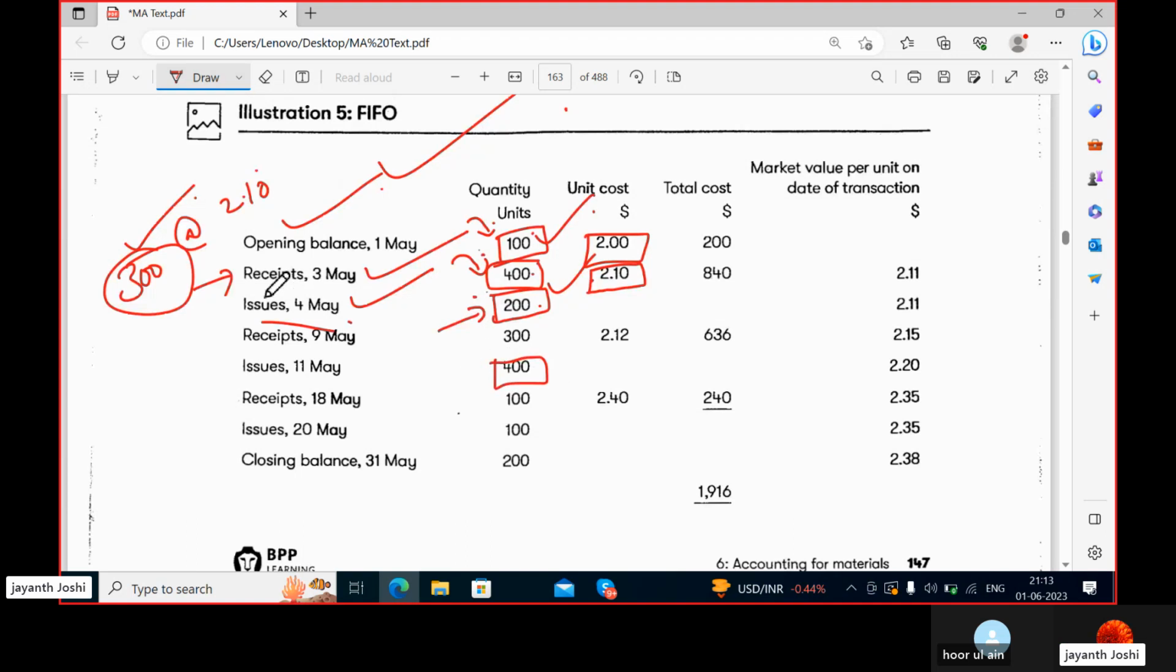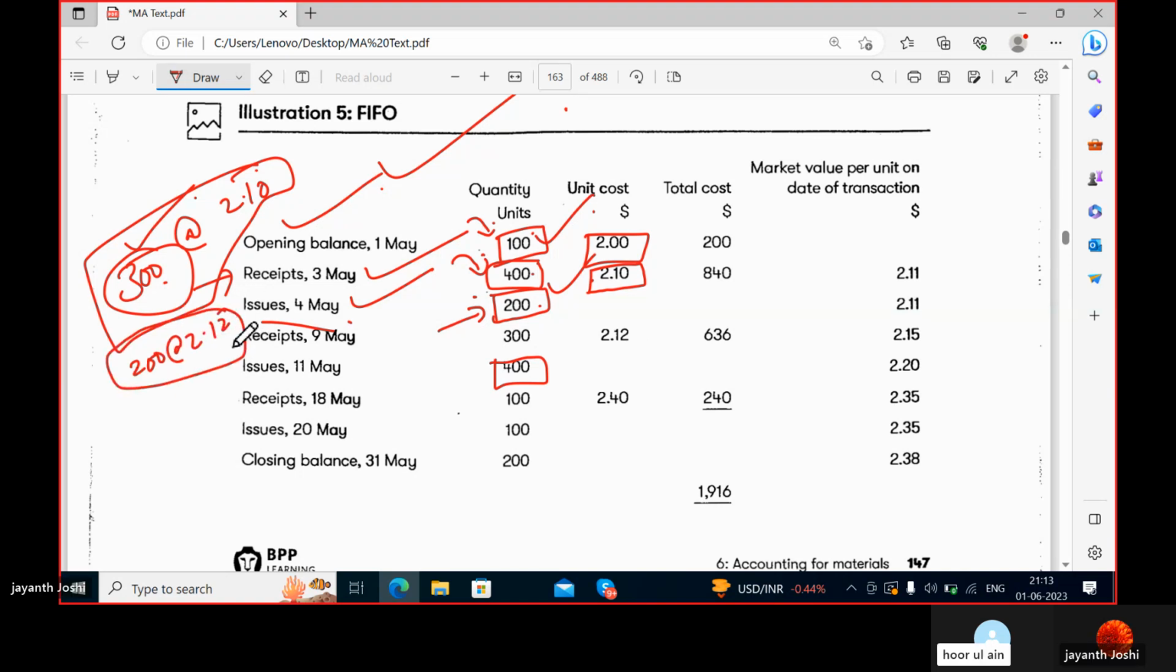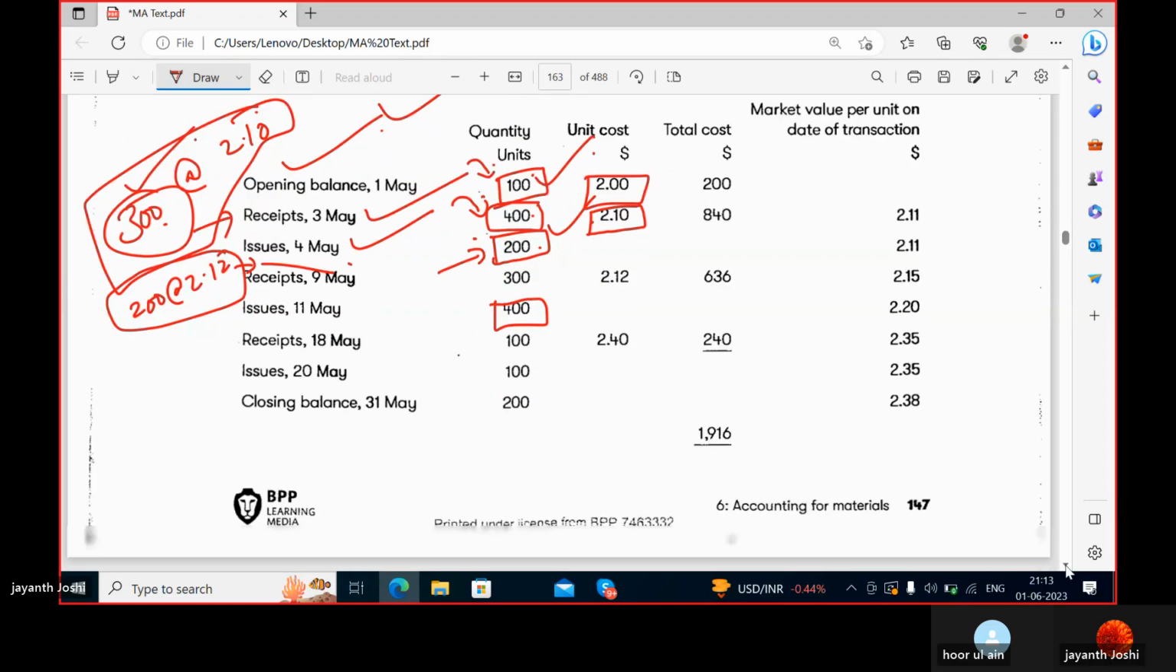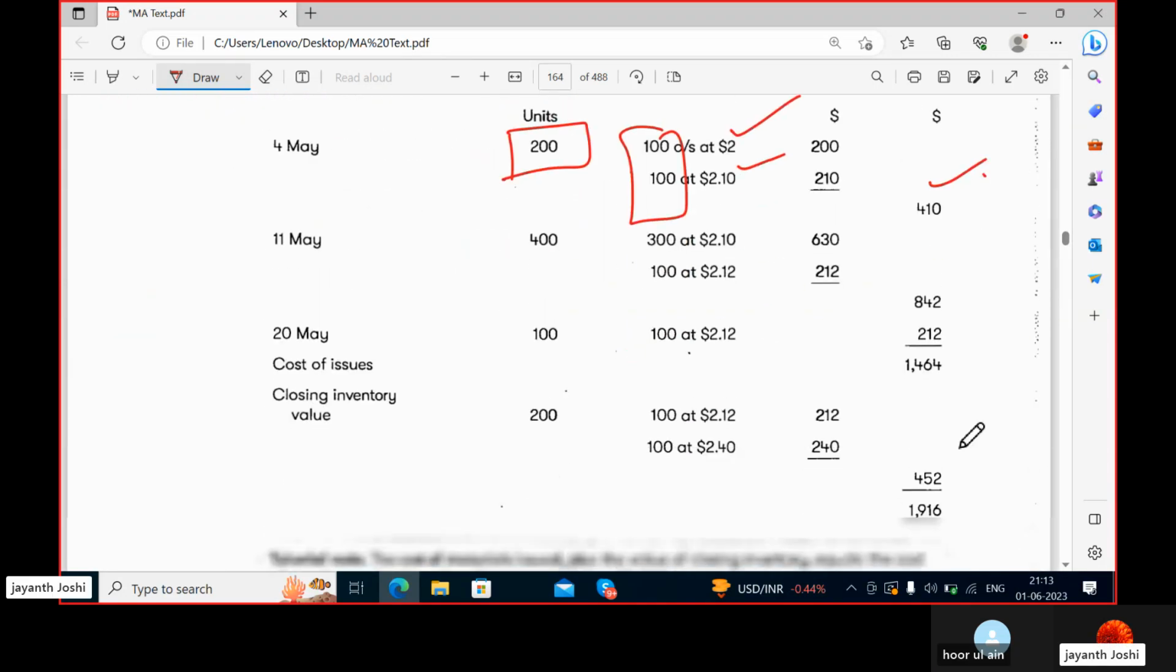400. So what we can do is sell this 300 at the rate of 2.10. This will become 0, it is sold out, and the rest you can take from the 300 which you bought on 9th May, which is a lot of $2.12 per unit. If you take 100 from this, 200 will be left over at the rate of 2.12. You agree? So we are able to finish that order. And then the cost is this much.